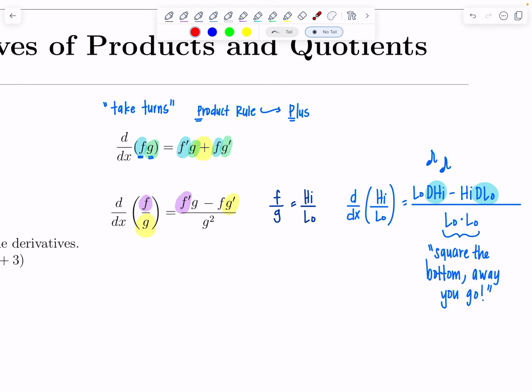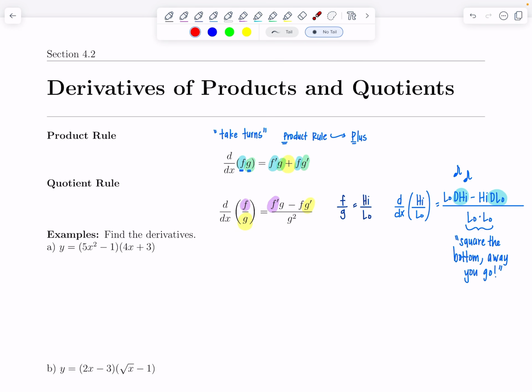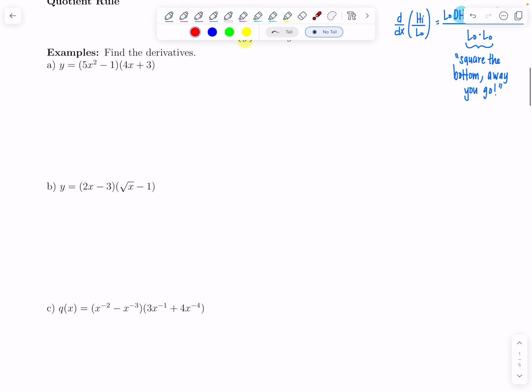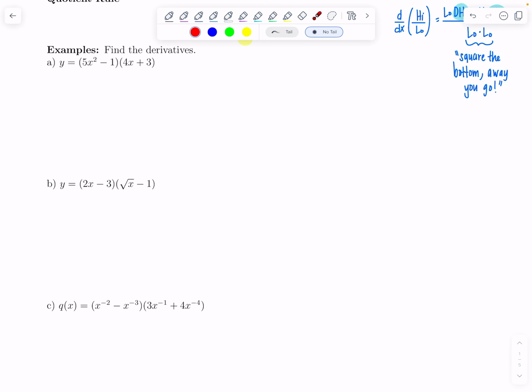Okay, let's hop to it. Let's practice using these rules. So find the derivatives of the following functions. Now, for the first few, technically we could just sit there and multiply it all out, FOIL it all out like we did for some of the problems in the previous lesson, and then take the derivative term by term and not use the product rule.